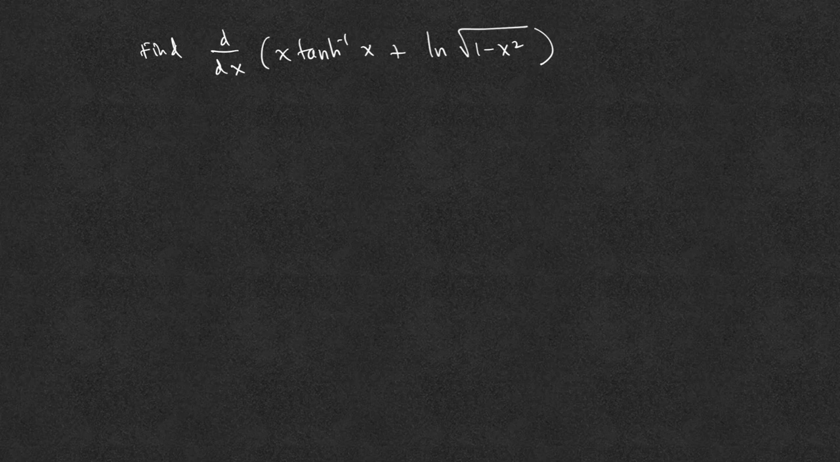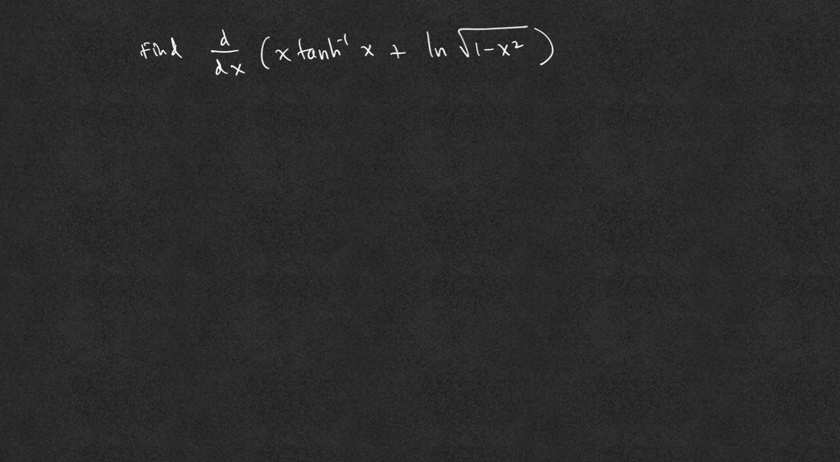Find d/dx of x times the hyperbolic inverse tangent of x plus ln of the square root of 1 minus x squared. Finding d/dx is the same as saying differentiate or find the derivative.